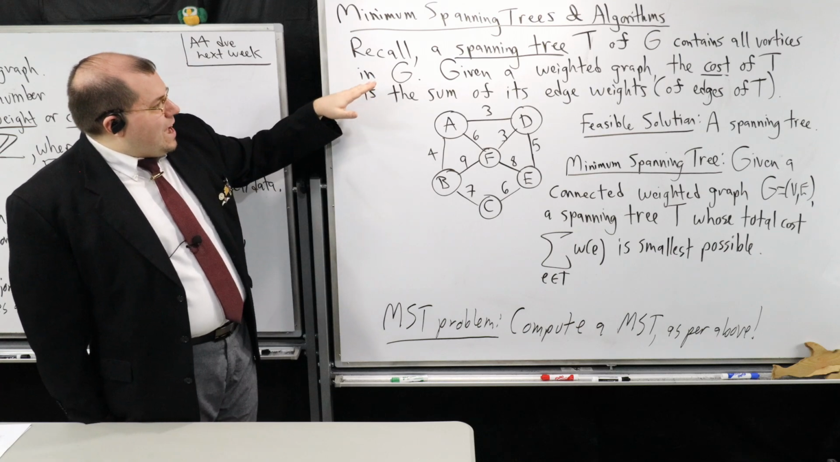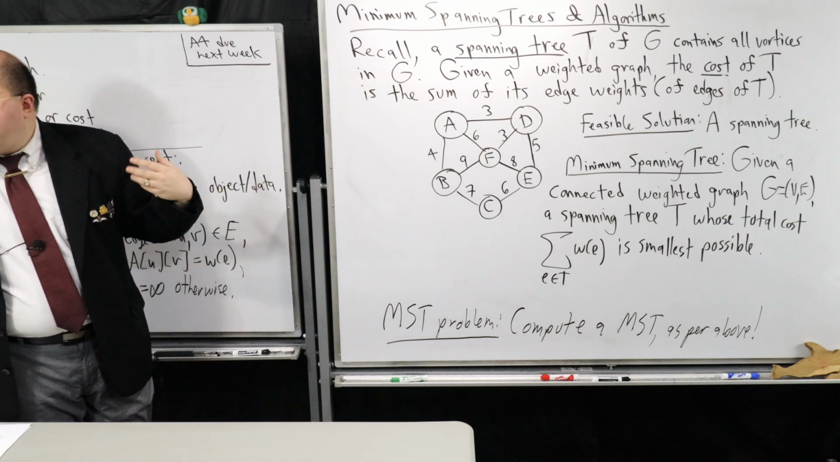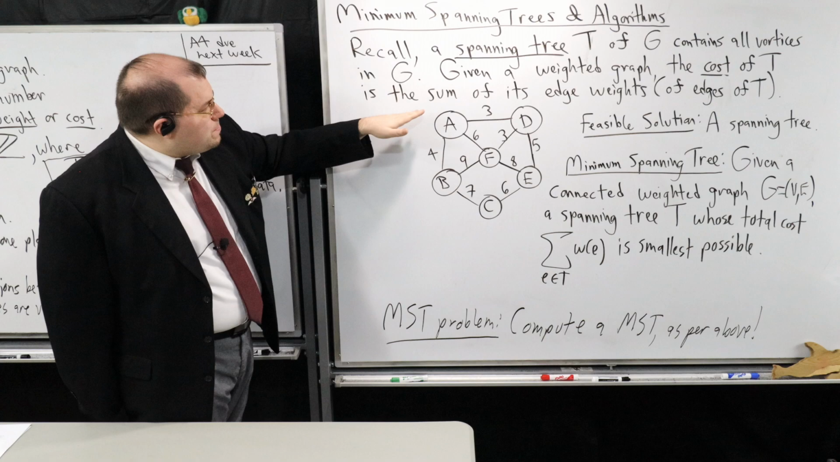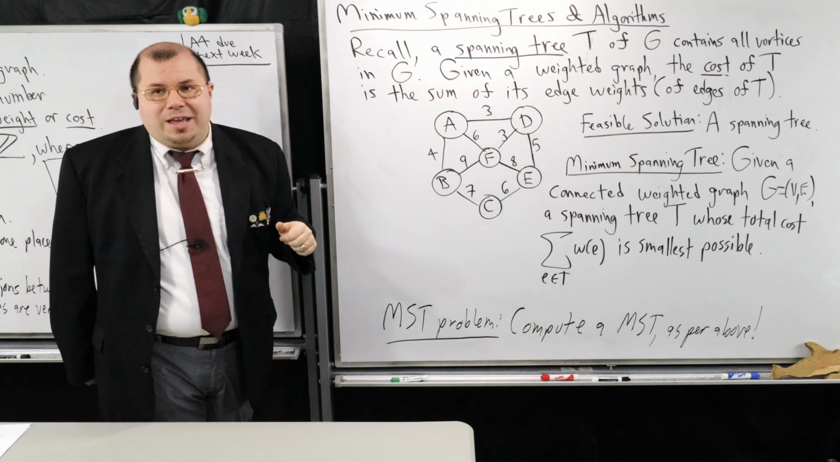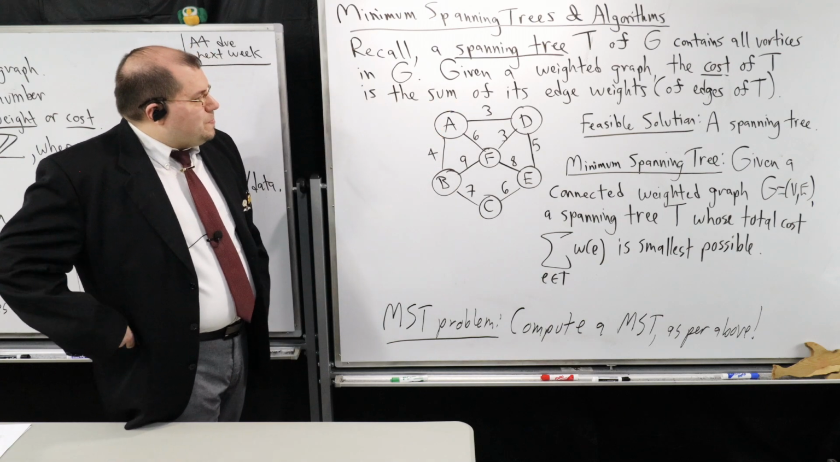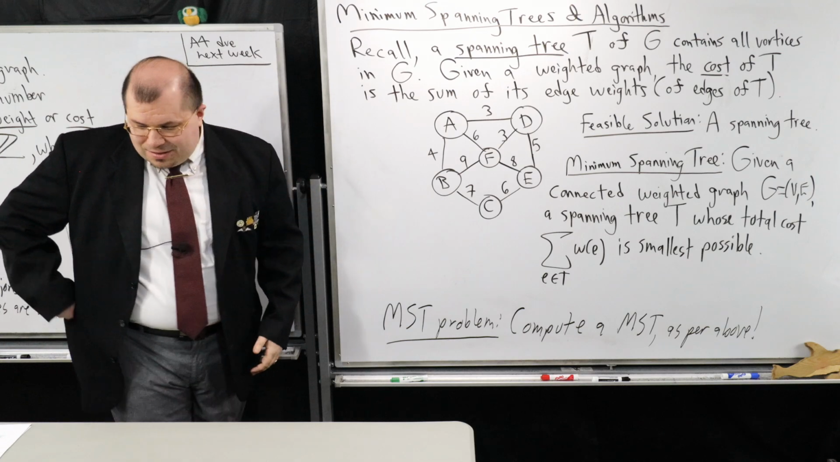So here's the idea. If I give you a weighted graph and I compute a spanning tree, the cost is simply going to be the sum of the edge weights of the edges in T. So just to give you an example, let's do an example here.